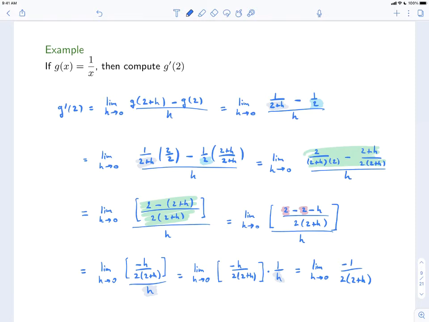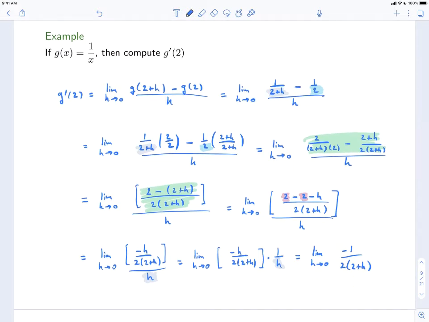At this point, we have a function which is continuous at h equals 0. That is to say, you can just plug in h equals 0. This is a rational function, so you can just use the substitution rule, provided you're not dividing by 0. H is going to 0, but we don't have a factor of h in the denominator. We have a factor of 2 plus h, and that doesn't go to 0, that goes to 2. So this limit is now minus 1 over 2 times 2 plus 0, so it's minus 1 over 4. And that's our answer.